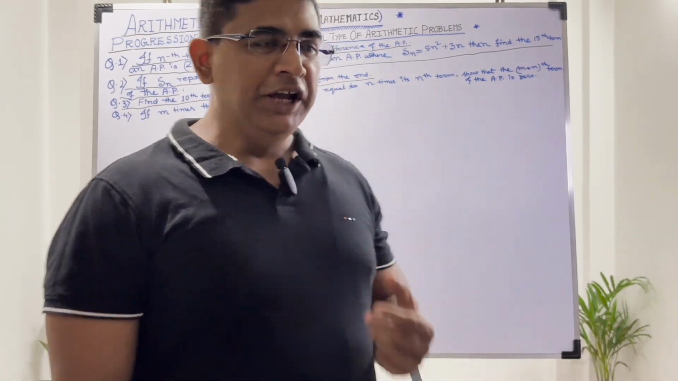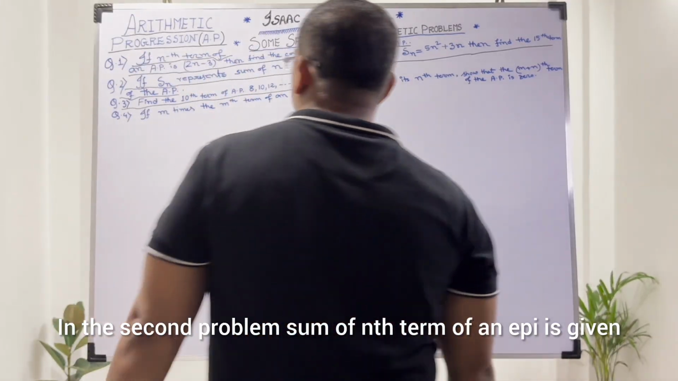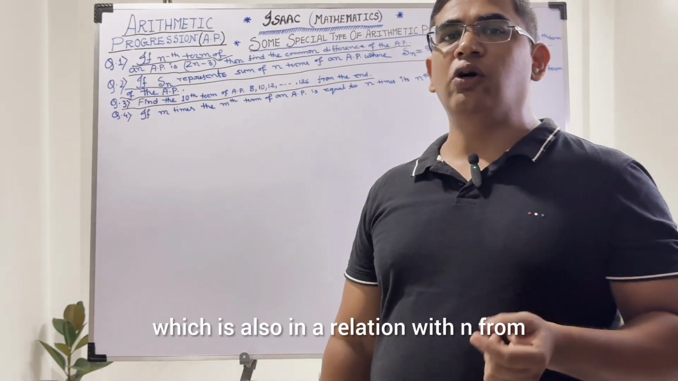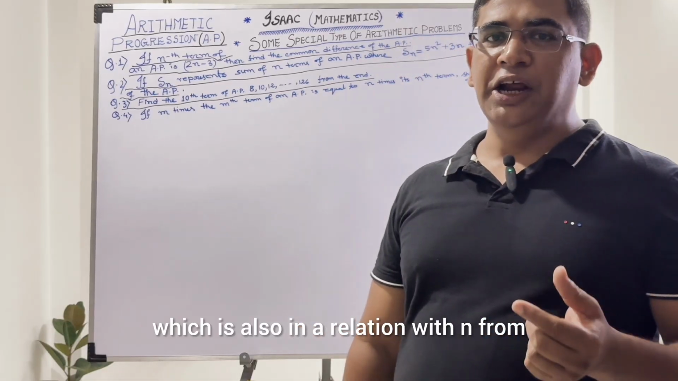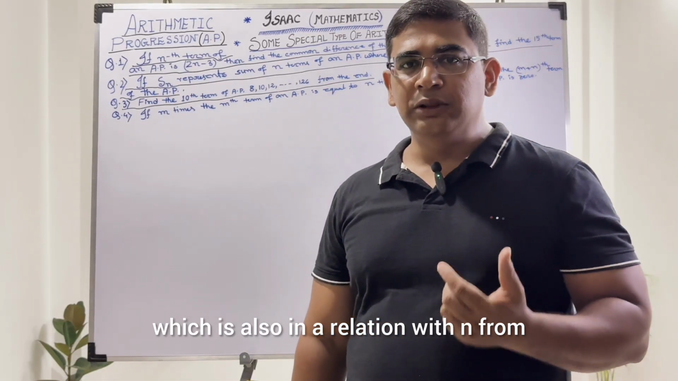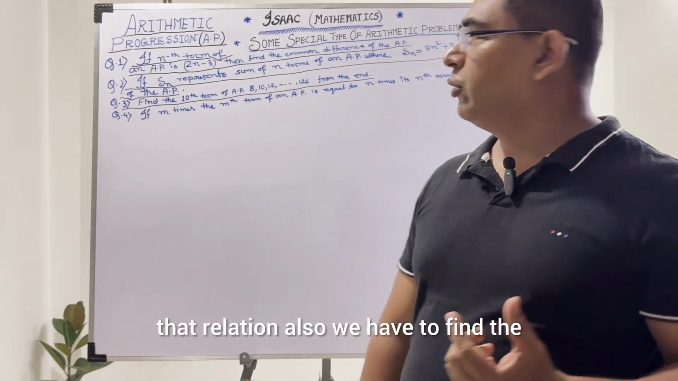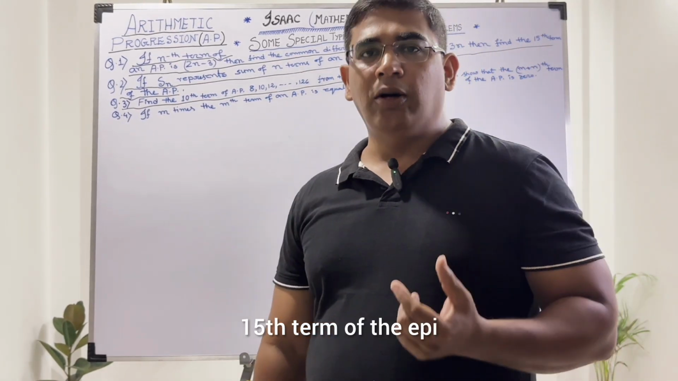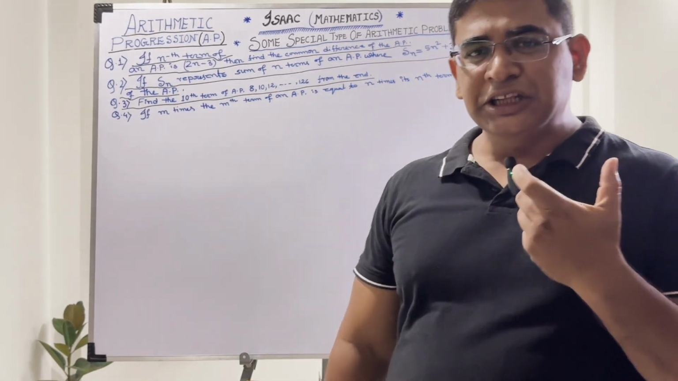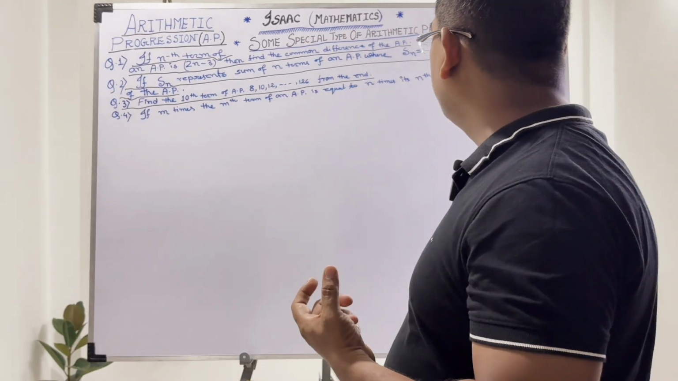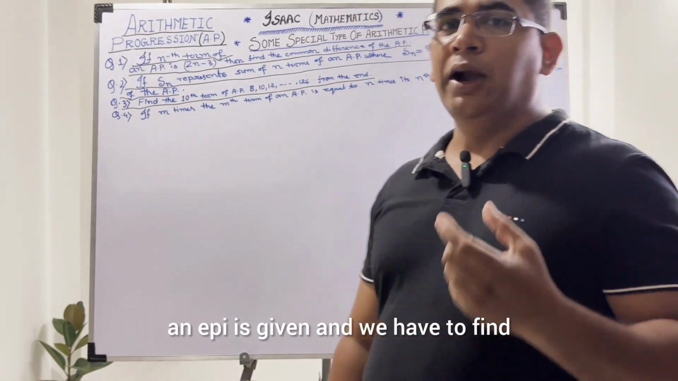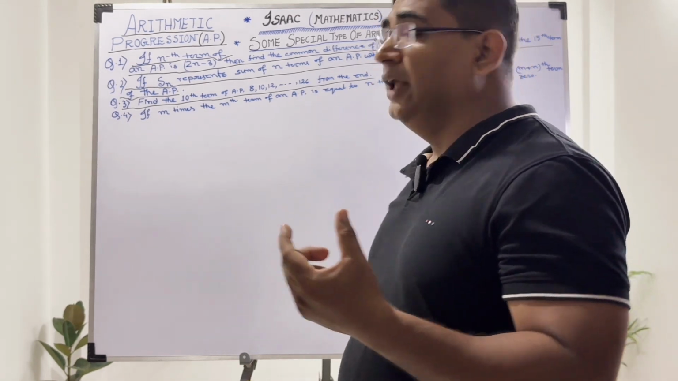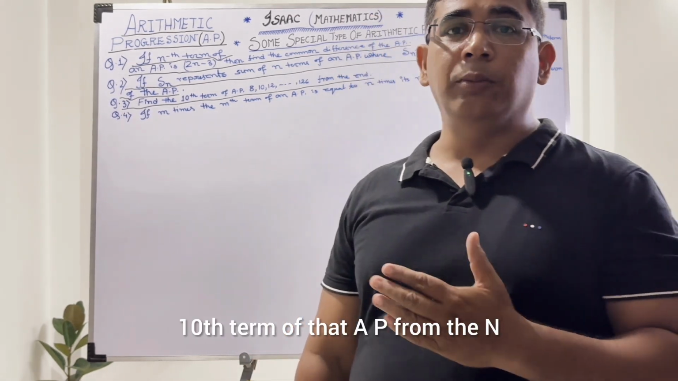Okay, in the second problem, the sum of n terms of an AP is given, which is also in a relation with n. From that relation also we have to find the 15th term of the AP. Okay. In the third problem, an AP is given and we have to find the 10th term of that AP from the end.